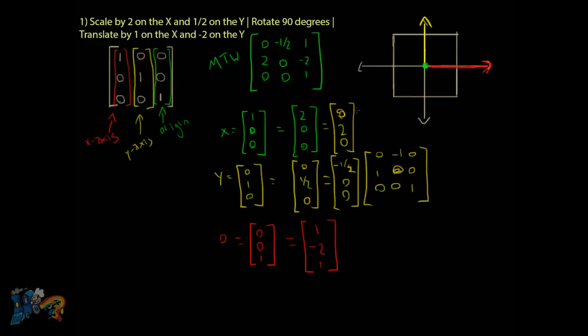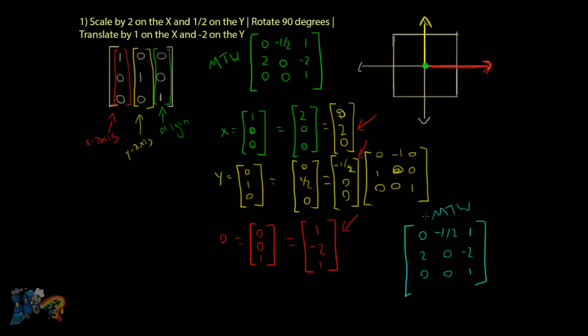And now that we know what happened to the x, what happened to the y, and what happened to the origin, that is the transformation. So if I put these all into a matrix such that the x fills this spot, the y fills this spot, and the origin fills this spot, I should get the same exact answer. And let's find out if I didn't mess anything up. You get your x-axis 0, 2, 0. My y-axis is minus 1/2, 0, 0. And my origin went to 1, minus 2, 1. And sure enough, this is our model to world.